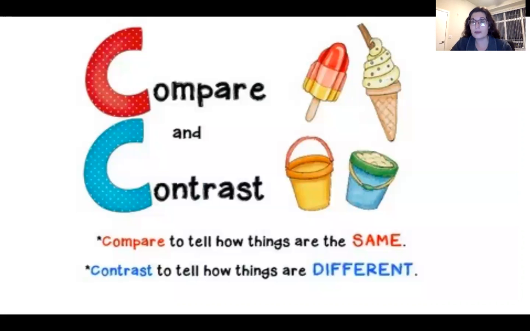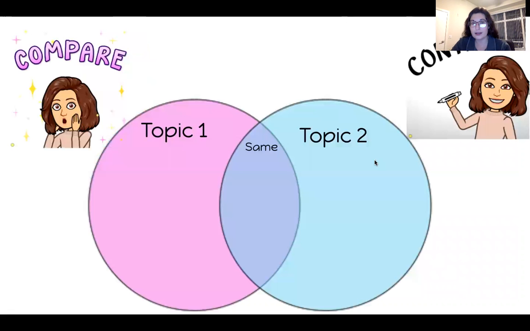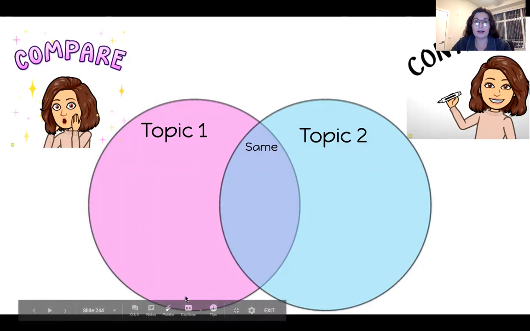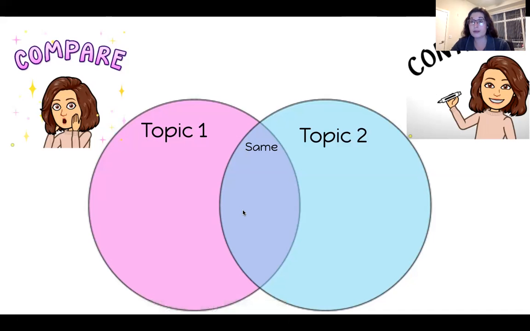As a review, compare and contrast. Compare tells how things are the same. Contrast tells how things are different. We can compare and contrast using a Venn diagram. We can compare and contrast two different topics where we put the details of topic one on the left side, another topic on the right, and where they overlap in the middle is where we put similarities.